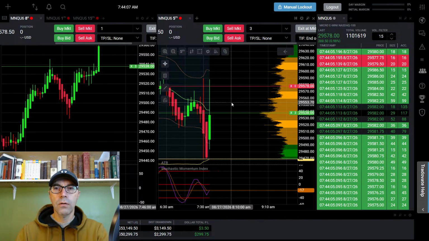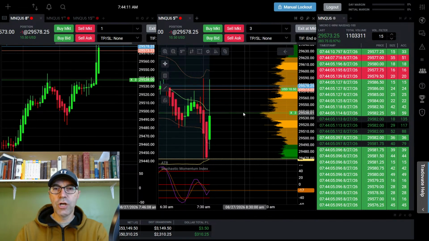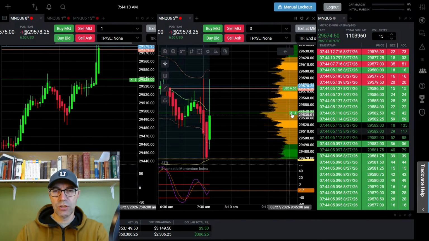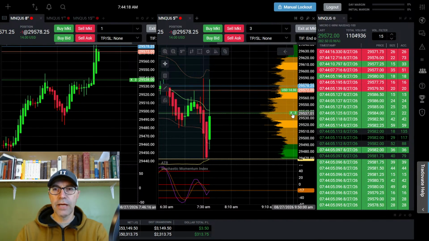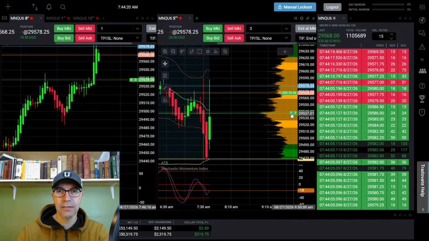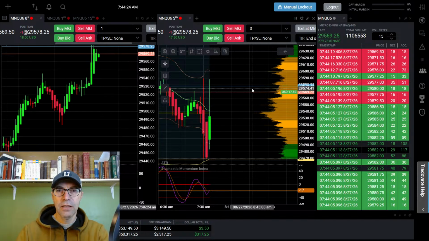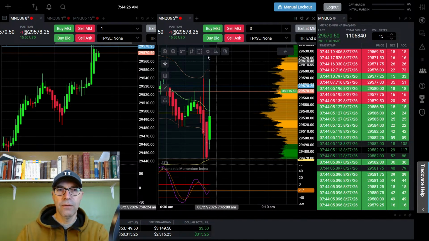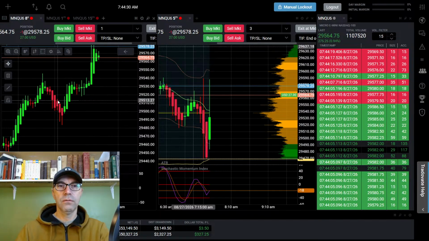Oh! I just put in my long position limit buy right at this level right here, and it flew past it. Never got filled. That was unreal. Wow.